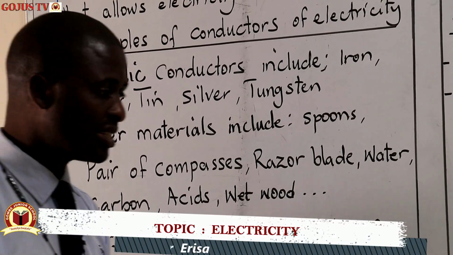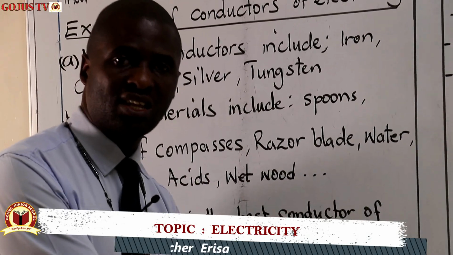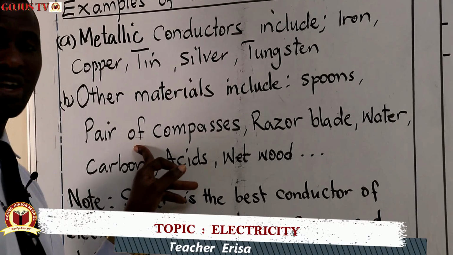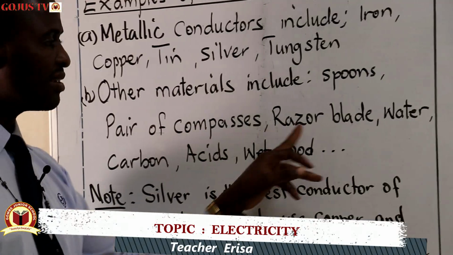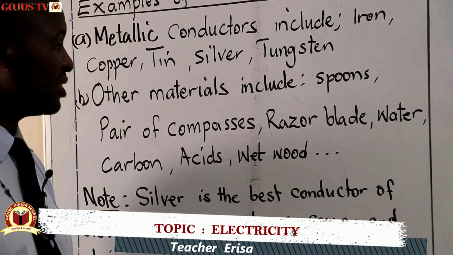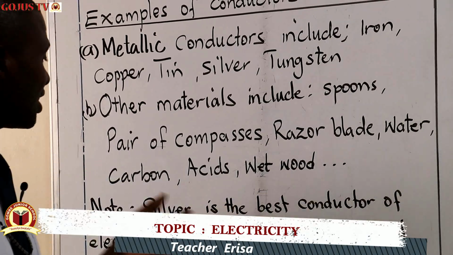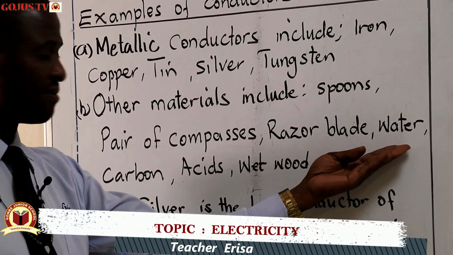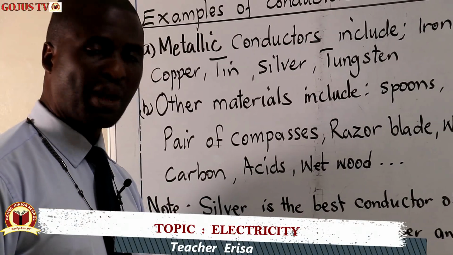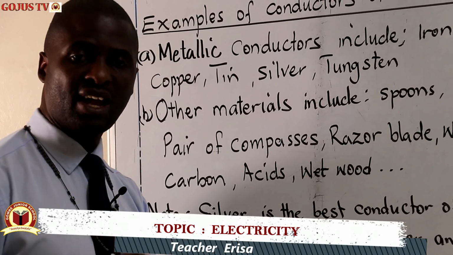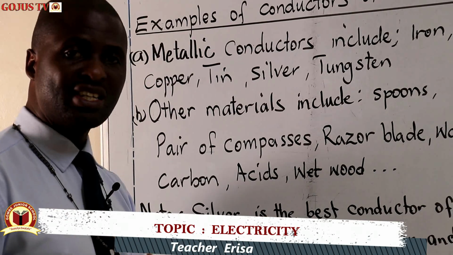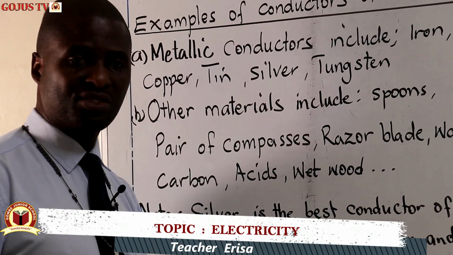A pair of compasses, you fix it into electricity, and then you can as well be electrocuted because it conducts electricity. Razor blades, they are very common. They also conduct electricity. Water, electricity can flow through water. Carbon, when we were looking at a dry cell, we saw some part of a dry cell that we named as the carbon rod. So it is a non-metallic conductor of electricity.